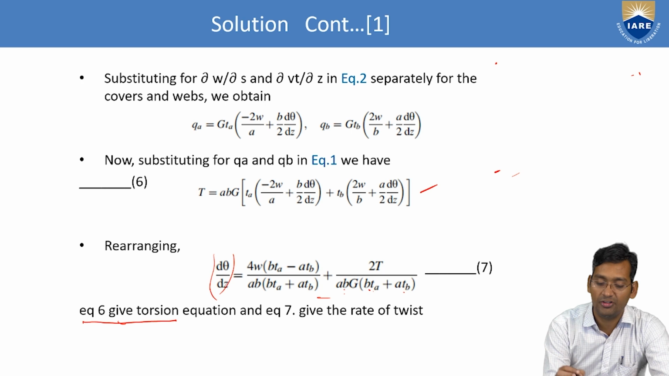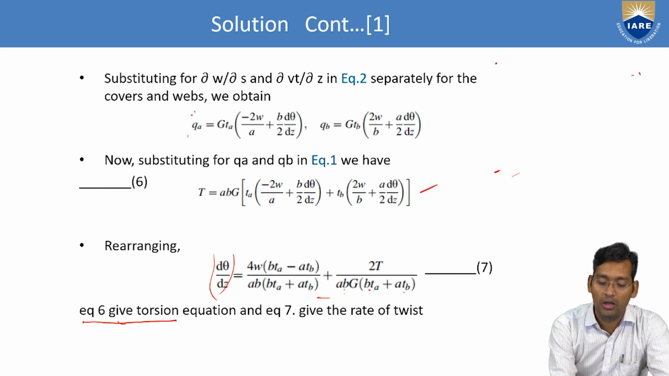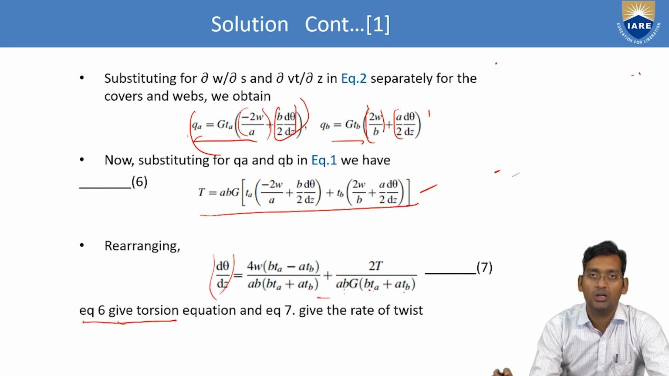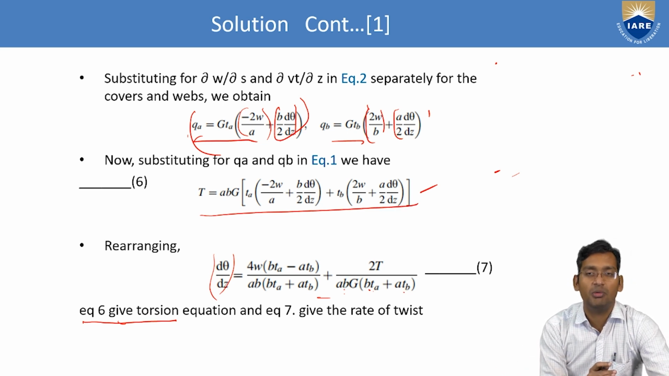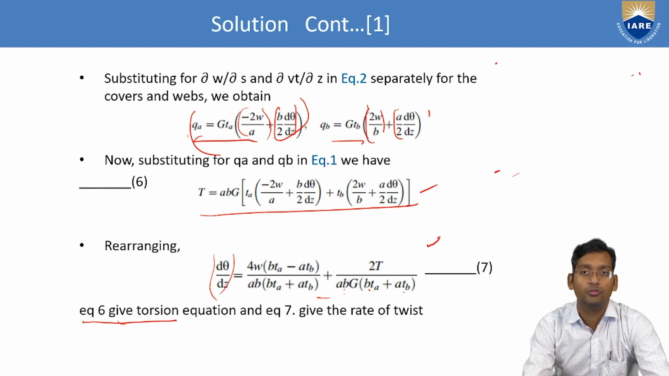Just substitute. After substituting, what will we get separately for cover and web? Separately substituting means QA equals GTA into minus del w by del s for cover, del vT by del z for cover, and 2w by B for web. After this, you have QA and QB. Substituting into equation 1, the torque equation, you get the torque equation. Now just rearrange it: take d theta by dz to one side and all other things to the other side, and you will get the rate of twist.